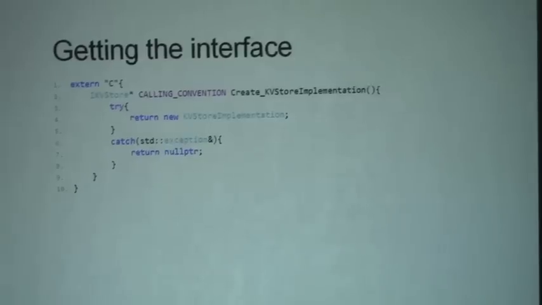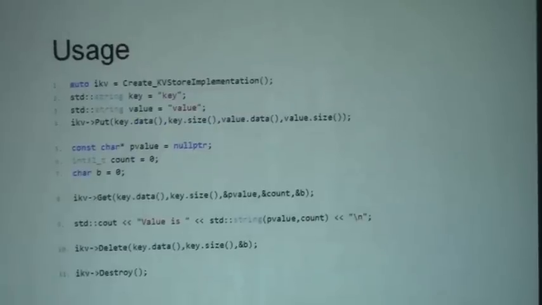Same. And then to get the implementation, we export a function that says KV implementation, return new KV store implementation. And then here's how we use it. IKV put, so still pretty low level, still feels like C with classes, bad old days.